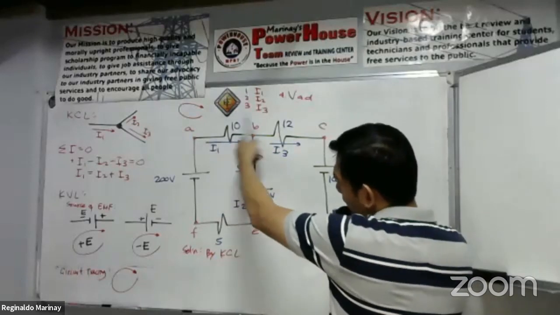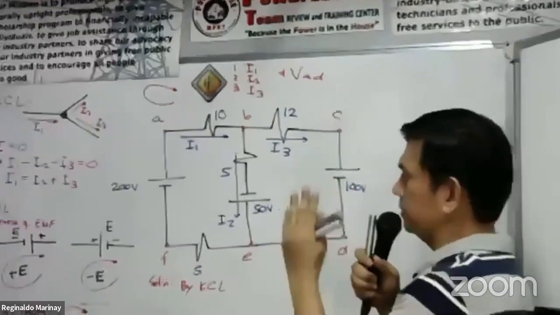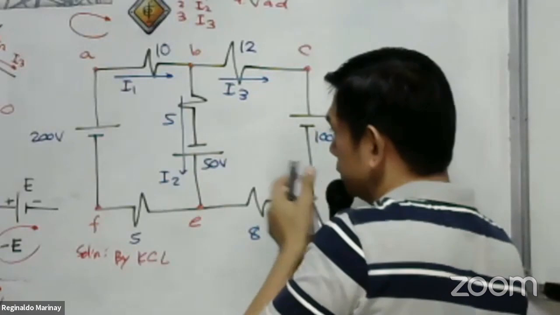So, let us continue. By Kirchhoff current law, take a look here. Take a look. Let's have the Kirchhoff current law at node B.